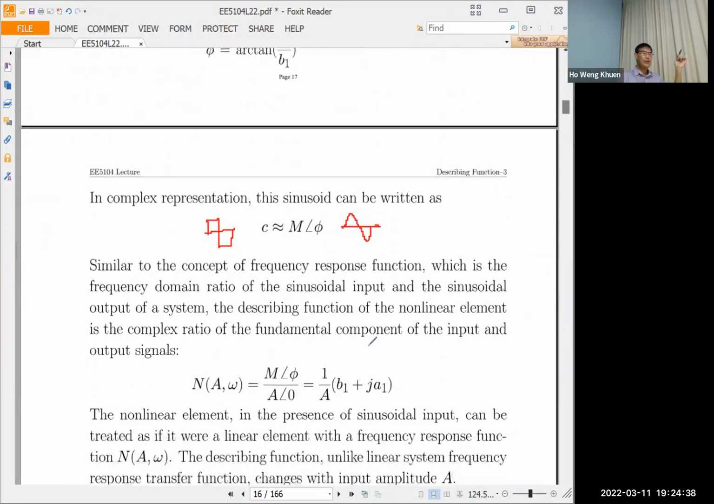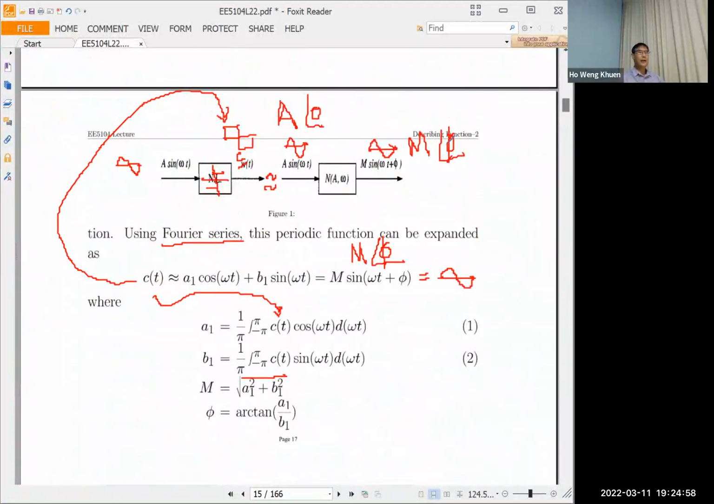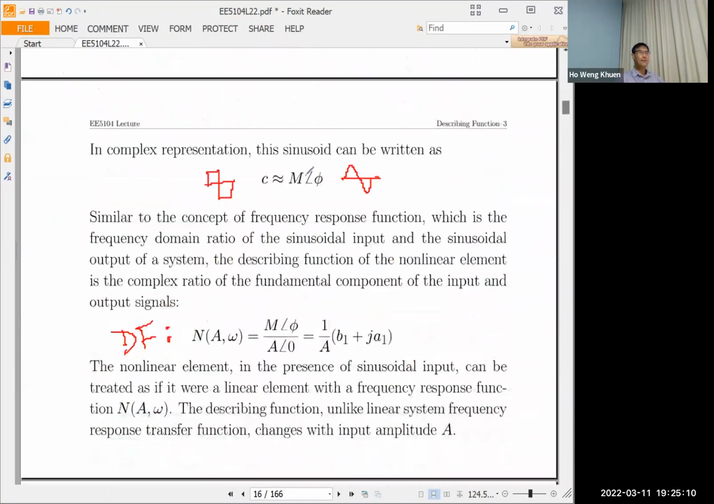Finally, what is the describing function? The describing function is nothing but, in layman's terms, just a gain. It's nothing but a gain. So we write the describing function. This is the describing function. It's a gain. Since it's a sine wave, how do you get a gain? You take the output sine wave and divide by the input sine wave, and you will have a gain. The output sine wave is represented by M phi, the input sine wave is A, 0. So you just take M phi divided by A 0. This is nothing but a gain.